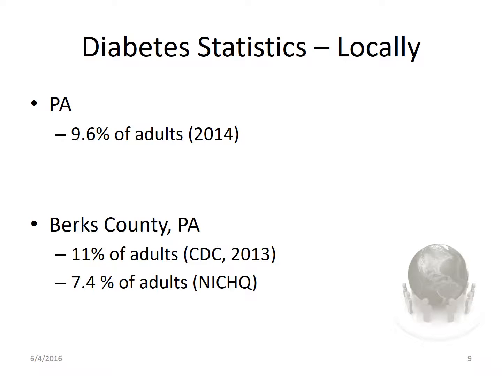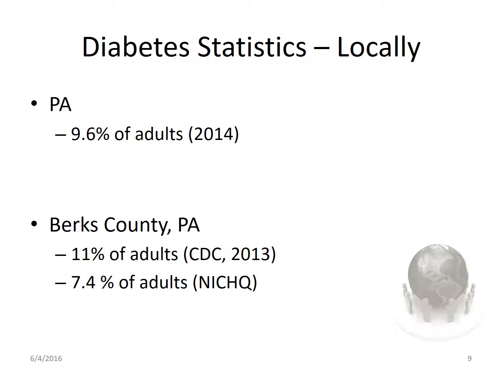Diabetes statistics locally for Pennsylvania. 9.6% of adults in the year 2014 had diabetes. And in Berks County, Pennsylvania, it's higher than the state percentage. 11% of adults have diabetes and 7.4%, depending on who you look at. So between 7 and 11% in Berks County. I couldn't find a year for the NICHQ, so that's why I put the CDC 2013 statistic there.